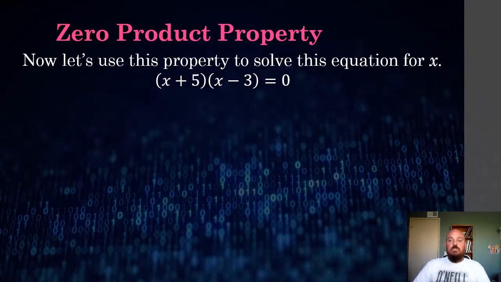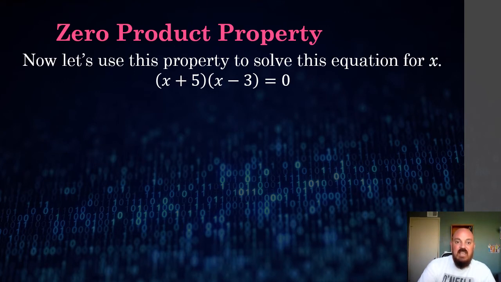So let's go ahead and try to use this property to solve this equation for x. So our equation is factored. We have x plus 5 times x minus 3 equals 0. Now, even though they're factors, we have x's in there. I want you to realize that even though we don't know what x is, each of those factors represents a number. So for example, let's say x was 10. I'm just going to make up a number.